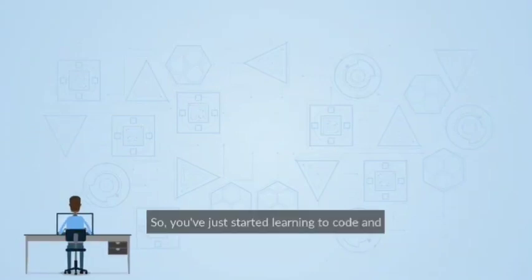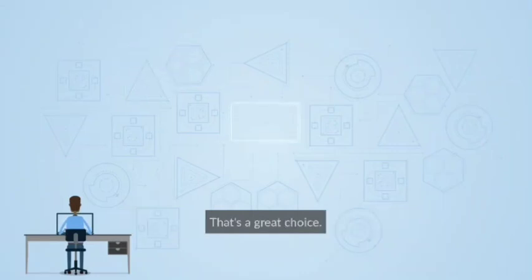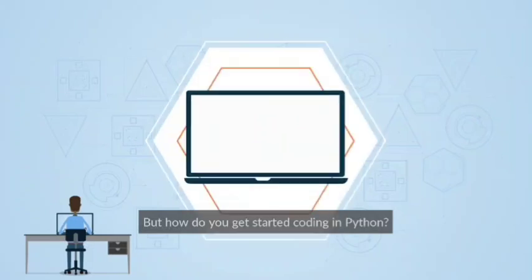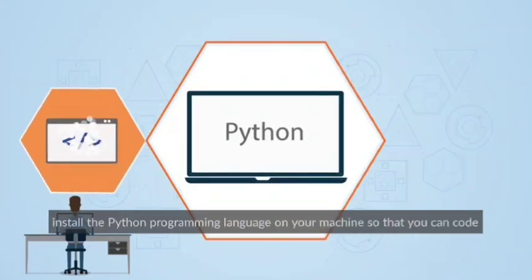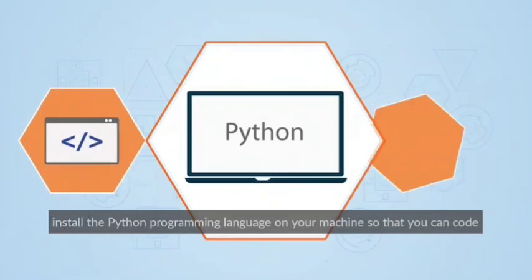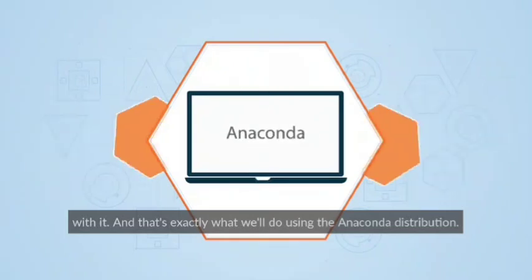So, you've just started learning to code and you've chosen Python as your programming language. That's a great choice. But how do you get started coding in Python? Well, you need to download and install the Python programming language on your machine so that you can code with it. And that's exactly what we'll do using the Anaconda distribution.